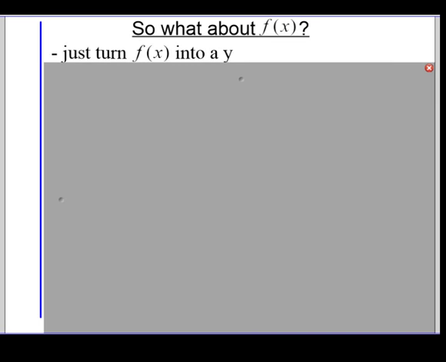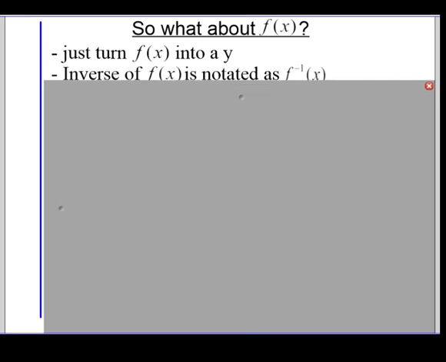So what about f of x? Sometimes functions are written that way. They're not always written with a y in the front of it. Sometimes they're written with an f of x in the front of it. Well, remember that f of x means output. And so does y. So you're allowed to just turn the f of x into a y to continue. So then you can switch the x's and the y's around.